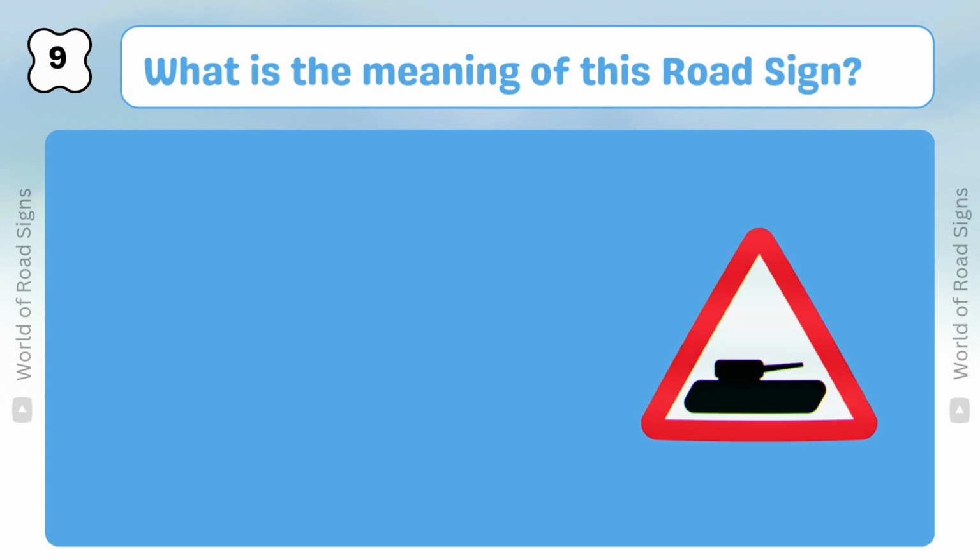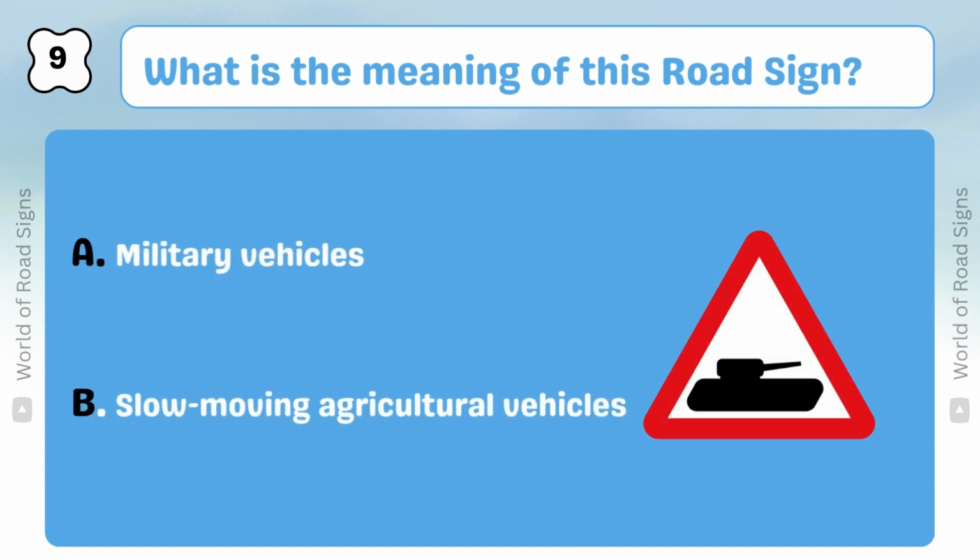Question 9. What does this traffic sign warn you about? A. Military vehicles. B. Slow-moving agricultural vehicles. Correct answer. Option A. Military vehicles.